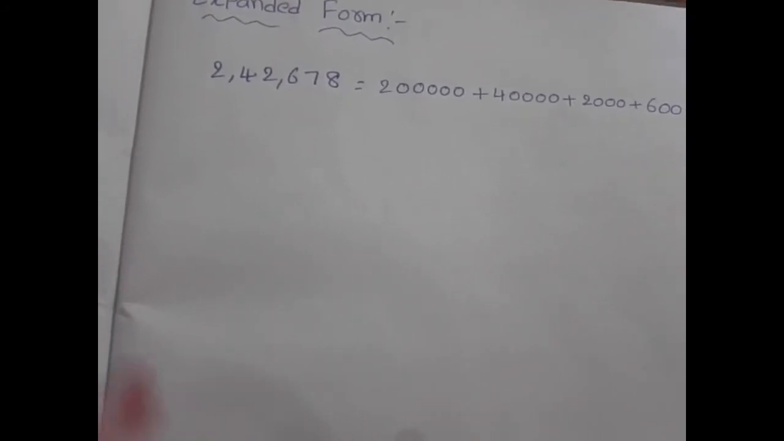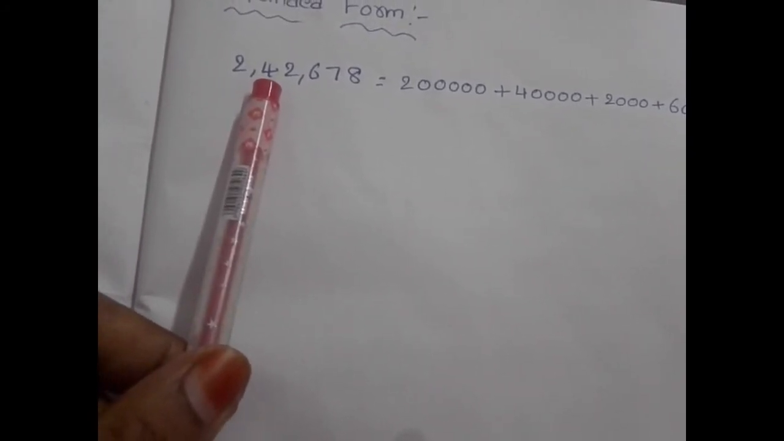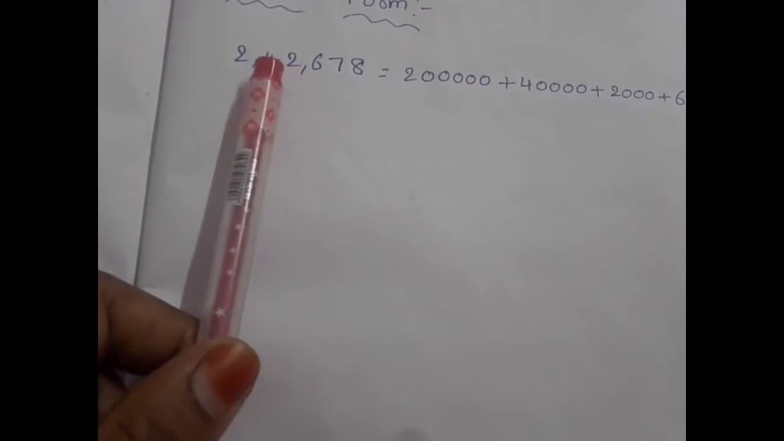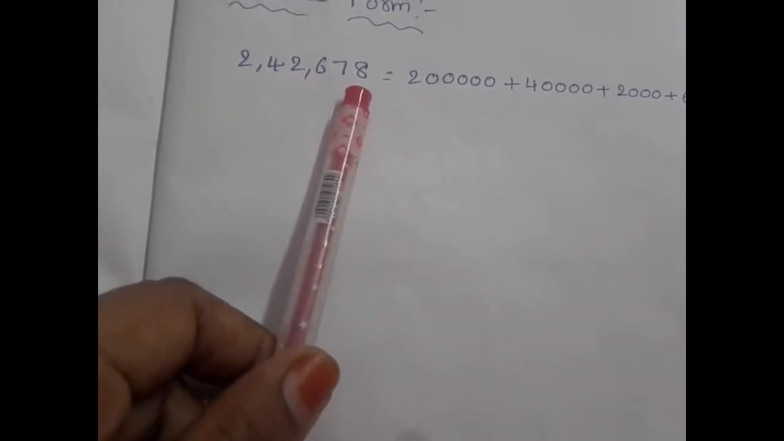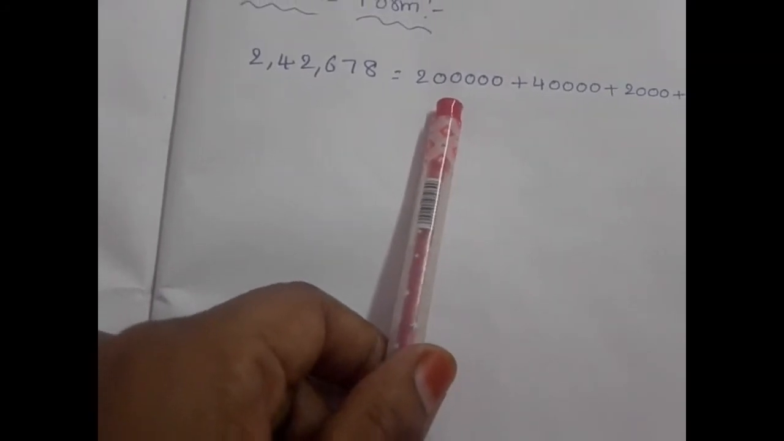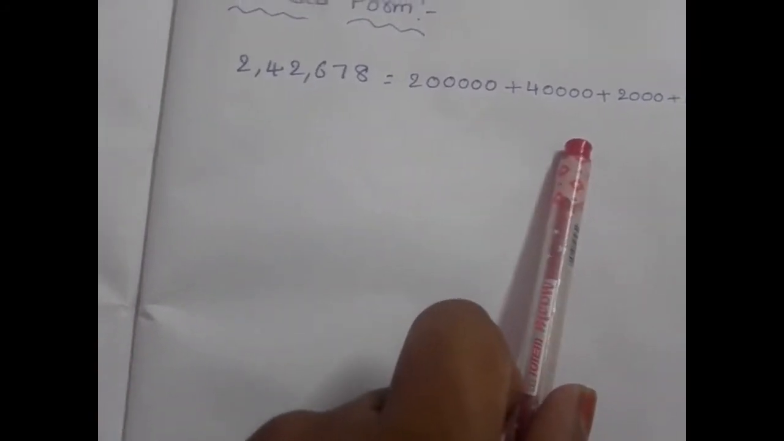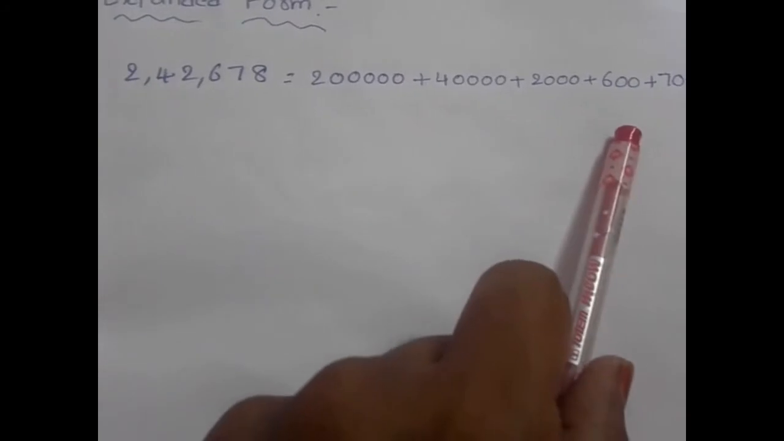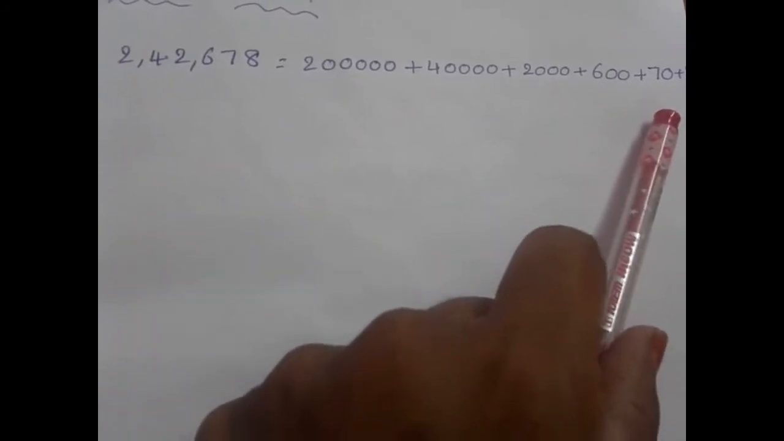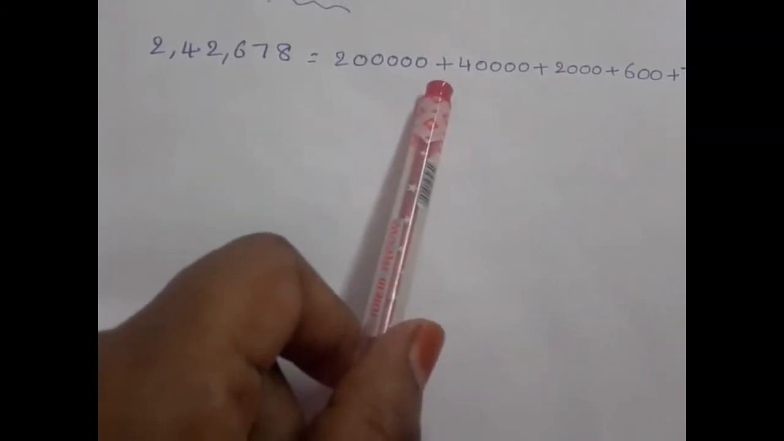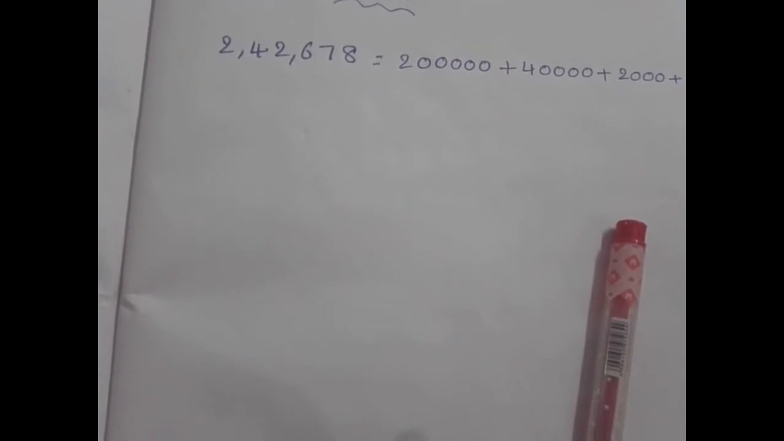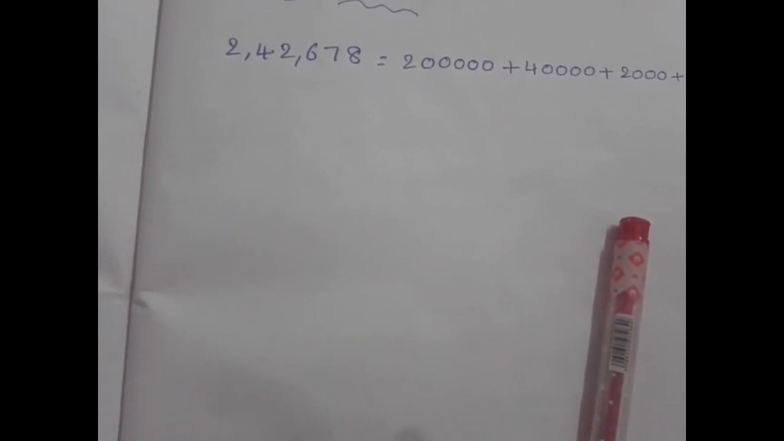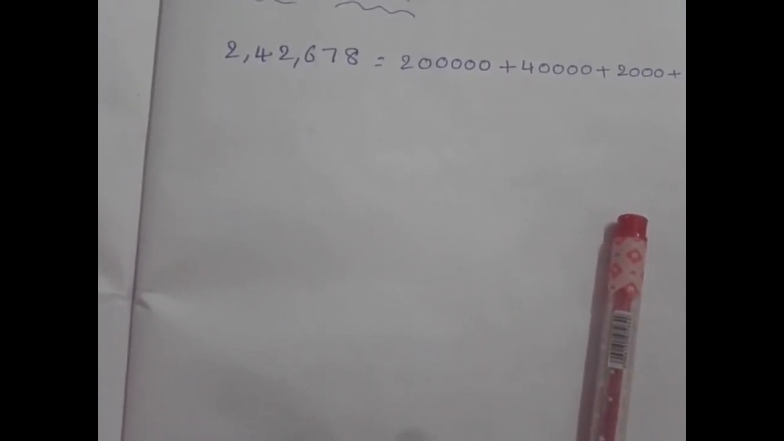We are keeping zeros in the ten thousands place, thousands place, hundreds, tens and ones places. It becomes 2 lakhs, 40,000, 2,000, 600, 70 and 8. We are keeping the plus. This is the sum. Here, this form is called the expanded form.